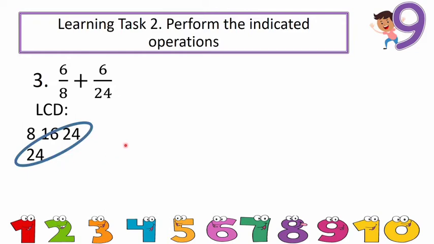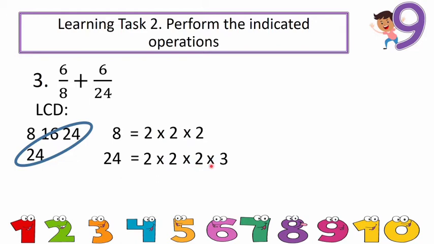Now we may use the prime factorization. So we have 8, which is equal to 2 times 2 times 2. Then we have 24, which is equal to 2 times 2 times 2 times 3. So we just bring down all of these numbers: 2 times 2 times 2 times 3, which is equal to 24. So the LCD is 24.